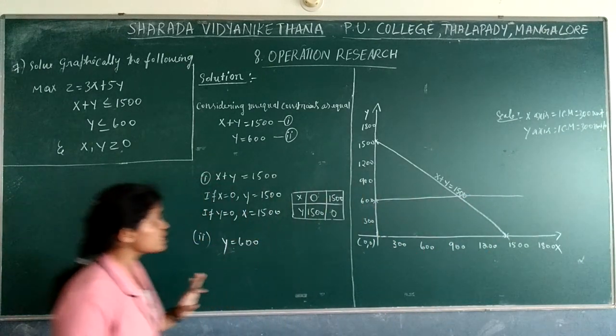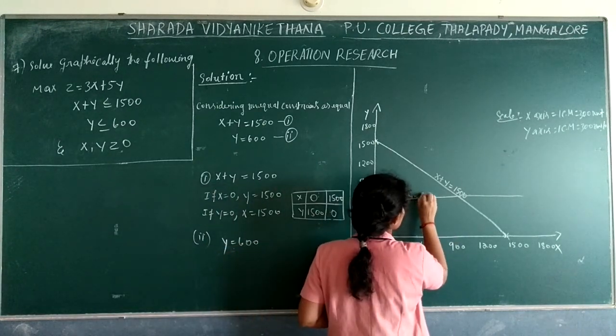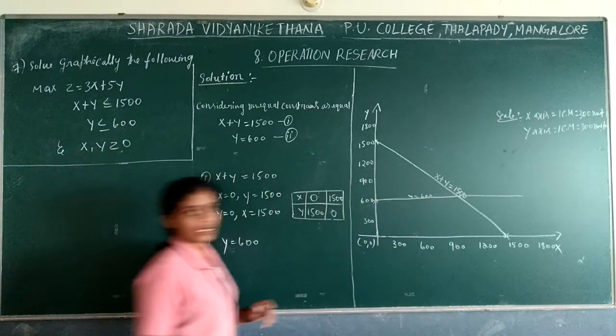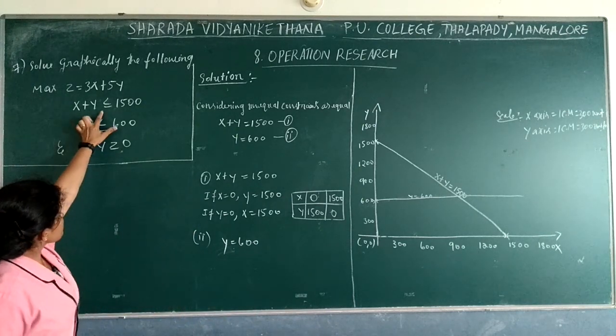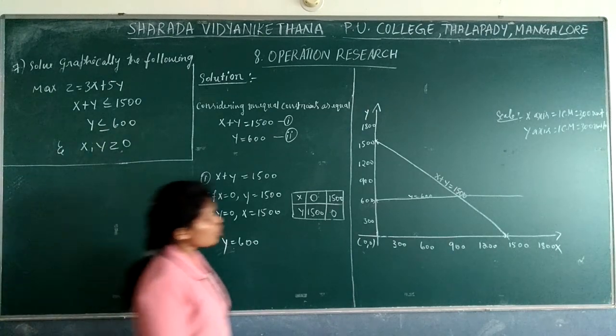Now we'll see the side. What is that second equation? Y is equal to 600. Now, see the side. The first equation, x plus y, is less than or equal to.